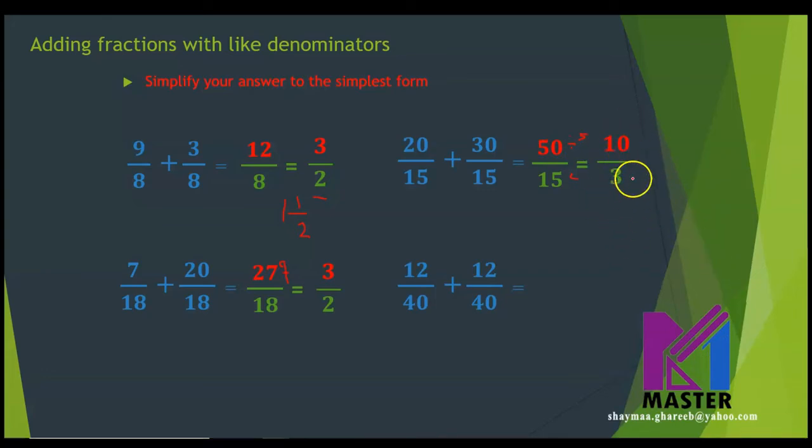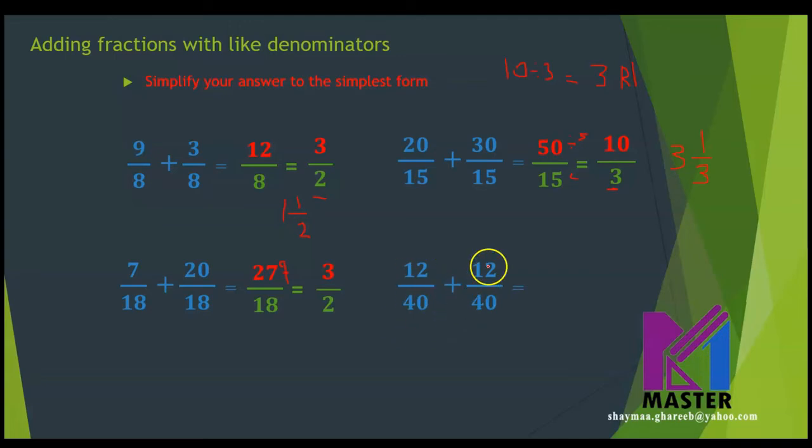How to write an improper fraction as a mixed number? First, I have to do the division. 10 over 3, same as 10 divided by 3. 10 divided by 3 equals 3, remainder 1. So I write the whole number, which is the 3, and I write the remainder up, and I keep the denominator as it is. So it will be 3 and 1 over 3 as a mixed number. Now let's do the next example.